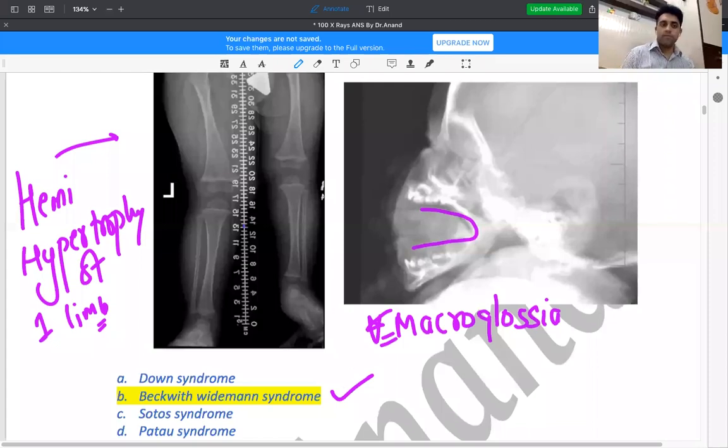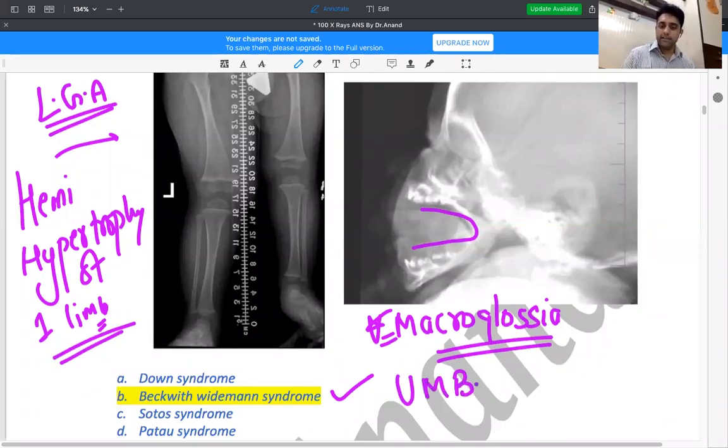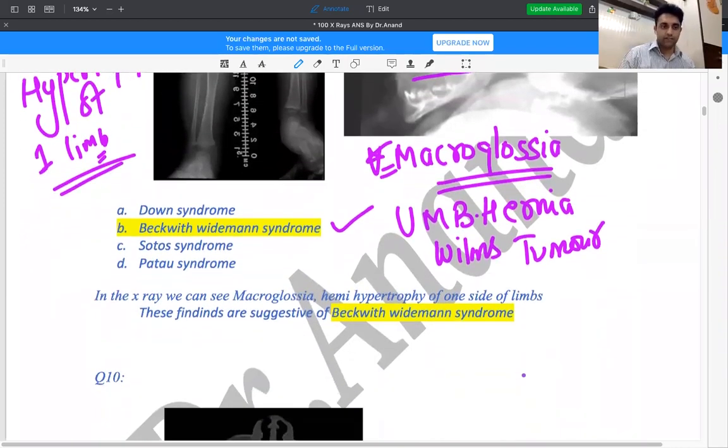The points of the Beckwith-Wiedemann syndrome are: number one, the baby will be large for gestational age. He'll be a big baby, right? So the points are macroglossia with microcephaly with hemihypertrophy of one side of limbs, and these babies have increased incidence of umbilical hernia, Wilms tumor, and omphalocele. Okay, that you should know. These are the classical points of the Beckwith-Wiedemann syndrome. So the answer was Beckwith-Wiedemann syndrome.